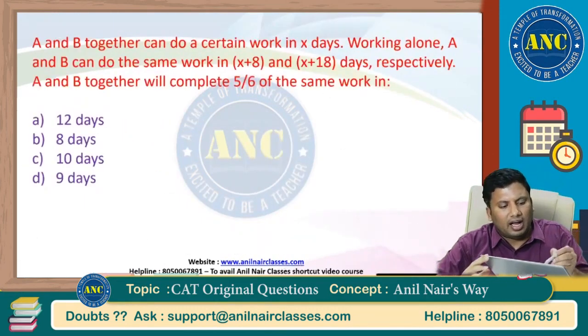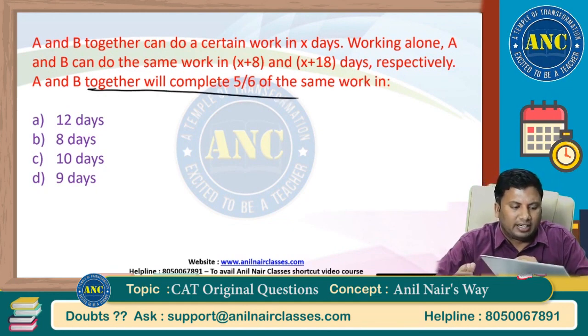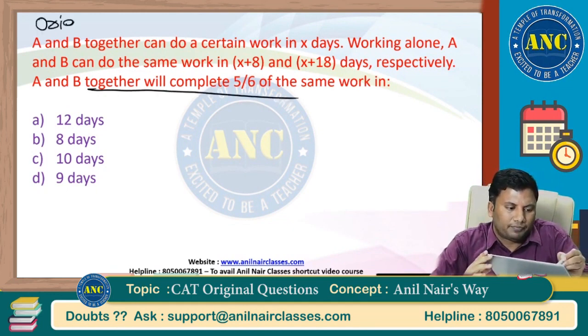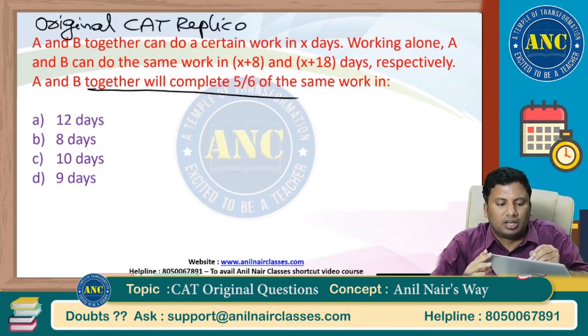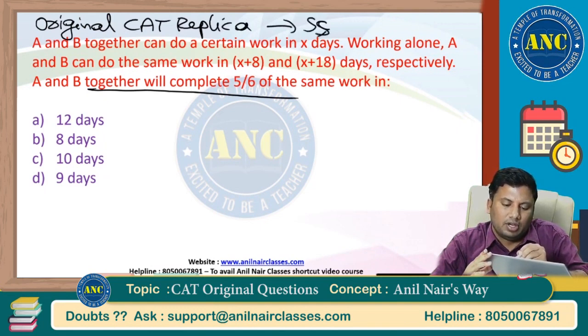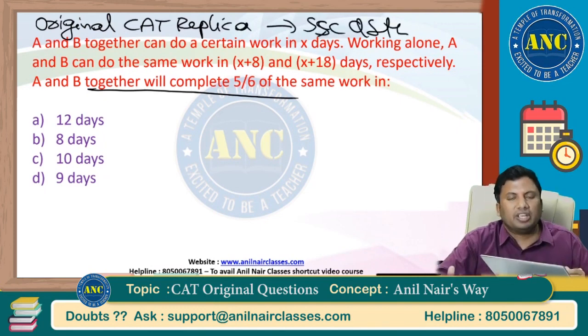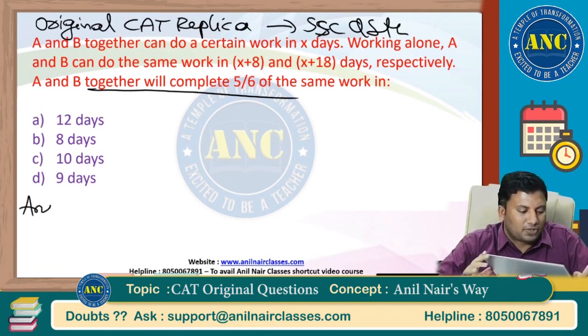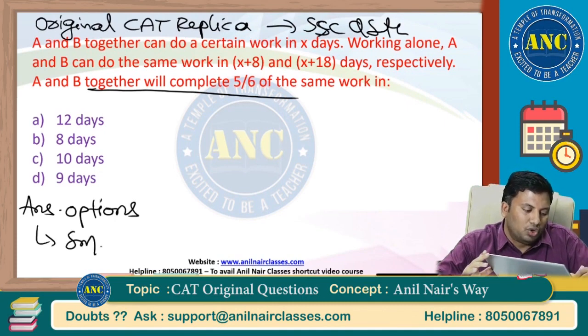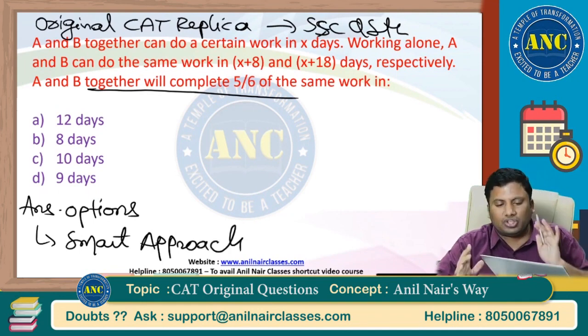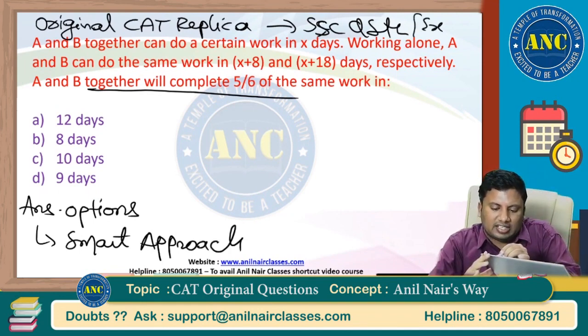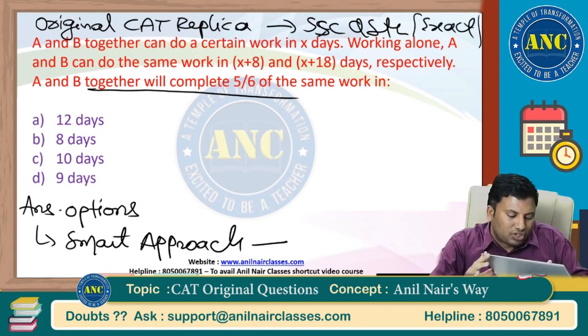Right. So, A and B together can complete. This is an original CAT replica question. The same kind of question also came in SSC. The worst thing with respect to this question is the answer options. There is no smartness in the answer options. If you use a smart approach, this question can be solved in 2 seconds.